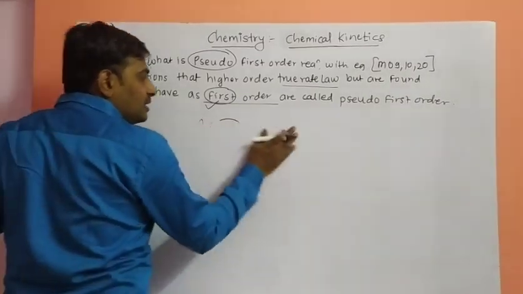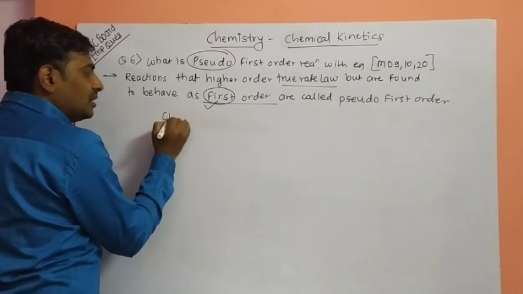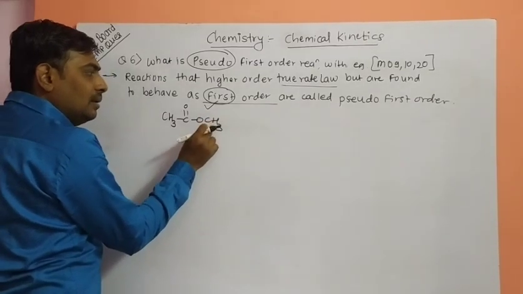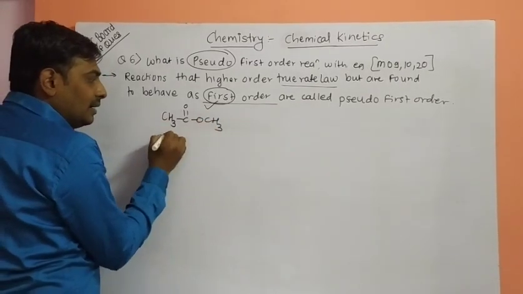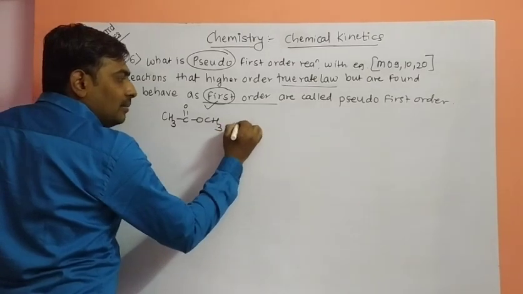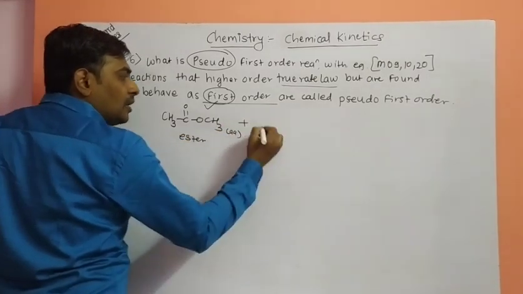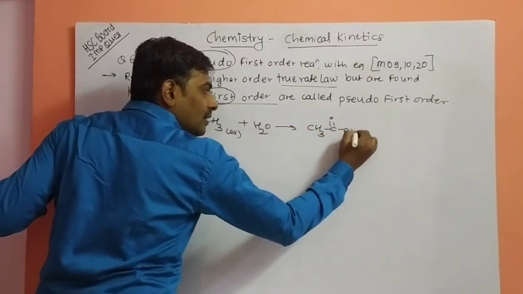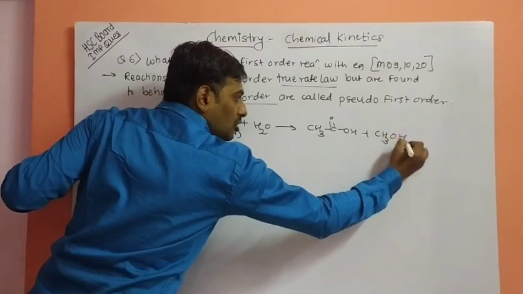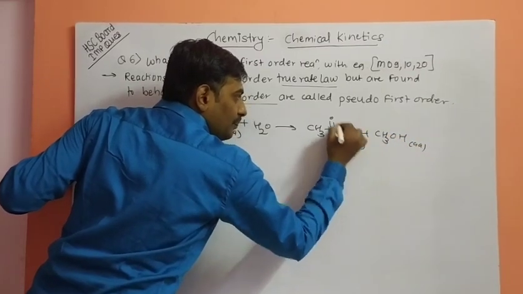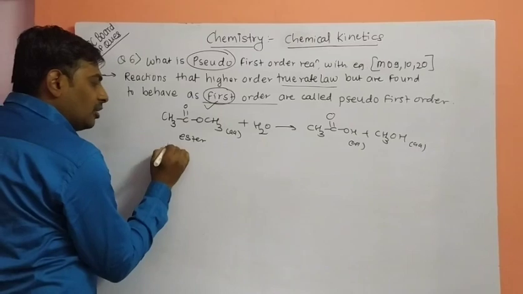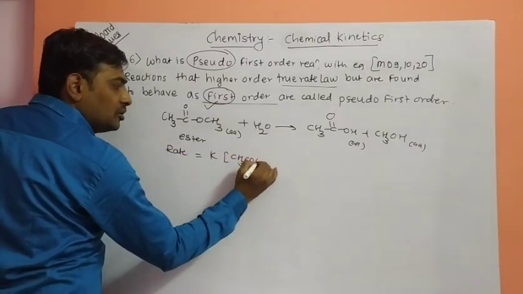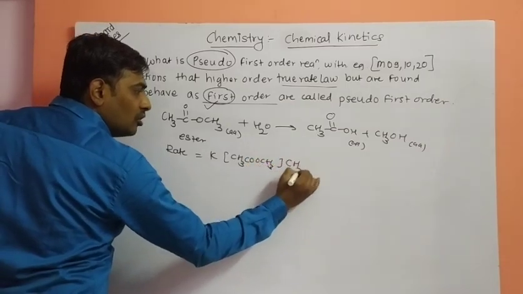Same example we have to discuss here. Hydrolysis of ester. CH3COOCH3. This is methyl ethanoate or methyl acetate in aqueous medium. We can say it is an ester. On hydrolysis, what will we get? One part will be an acid, another part will be an alcohol. Both parts will be in aqueous medium. So the rate of reaction is the concentration of reactant molecules CH3COOCH3 and water concentration.